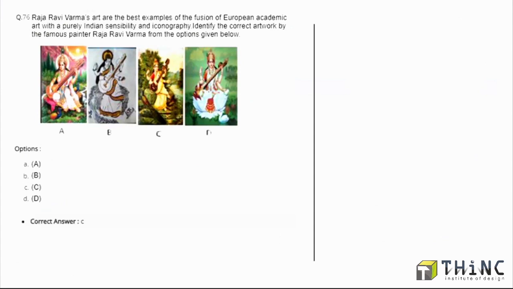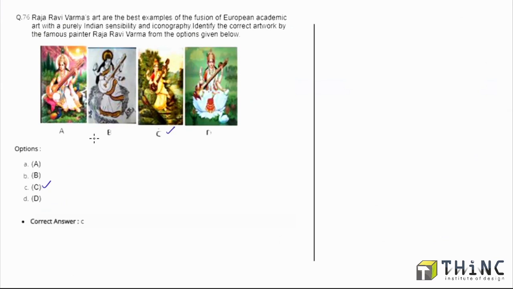Question number 76. Raja Ravivarma's art are the best examples of fusion of European academic art with purely Indian sensibility and iconography. Identify the correct artwork by the famous painter Raja Ravivarma from the options given below. So the correct option for this is option number C. This is the correct painting which was done by Raja Ravivarma.